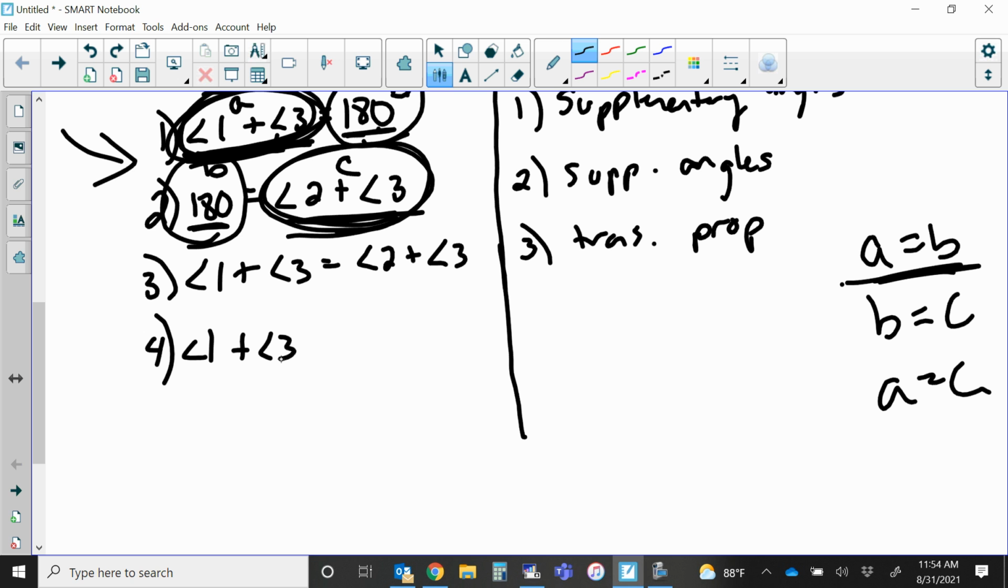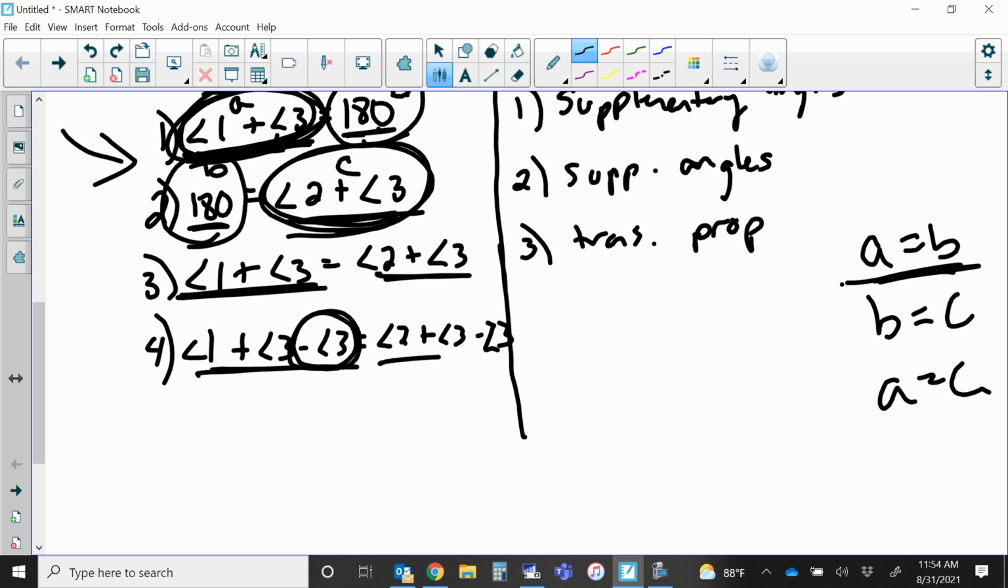Yeah, what if I subtract the angle 3, plus angle 2 plus angle 3 minus angle 3? Do you see how I wrote the same thing here as it is here? What's the only new part? What did I put here? What's the only new part? I minus angle 3, yes? You see how this right here is the same thing here. What's the only new part? I minus angle 3. What allows me to do that? Subtraction property of equality. Good.